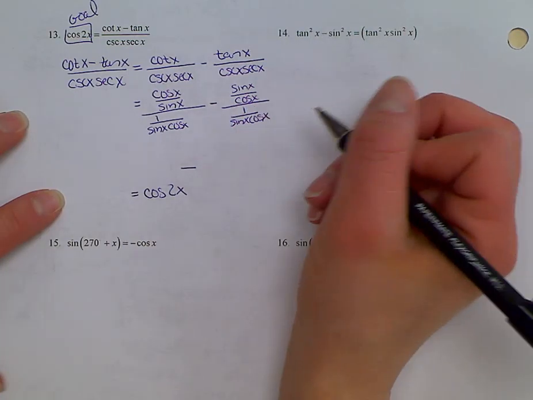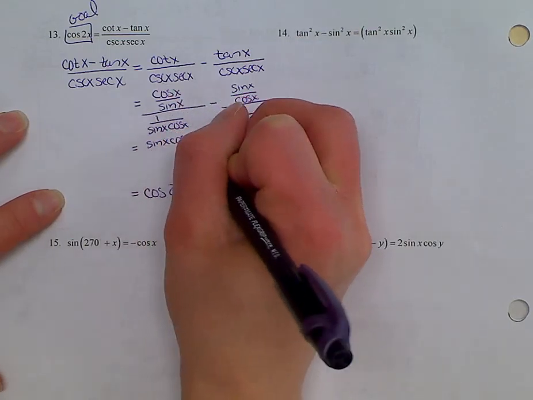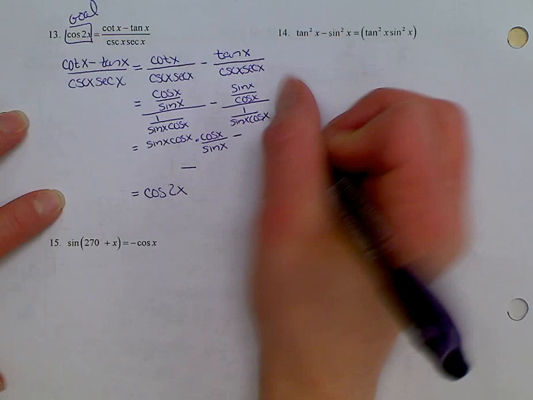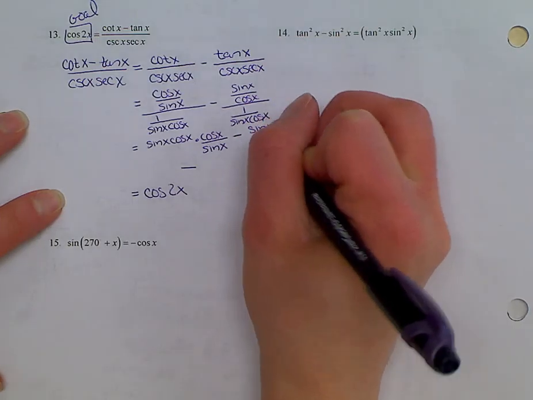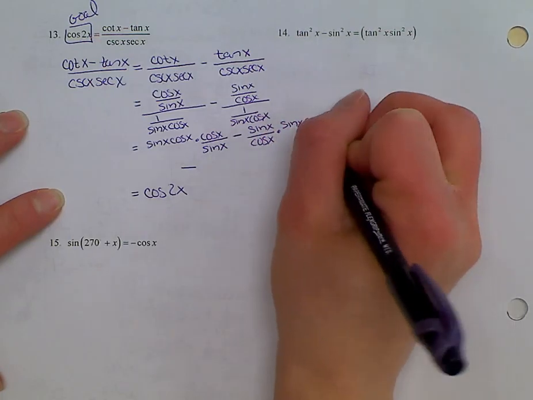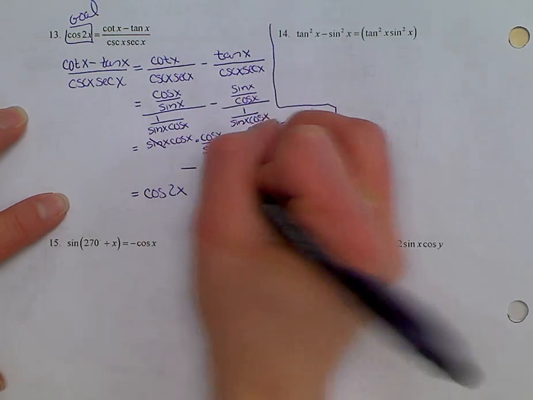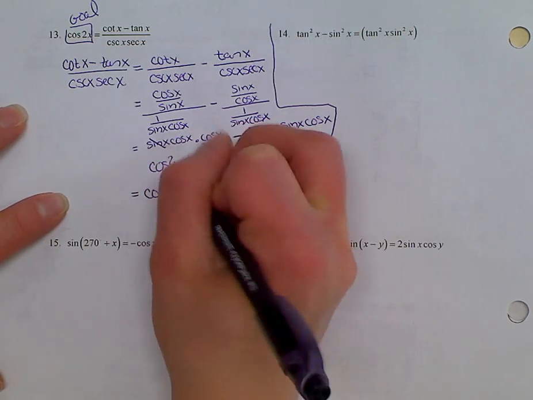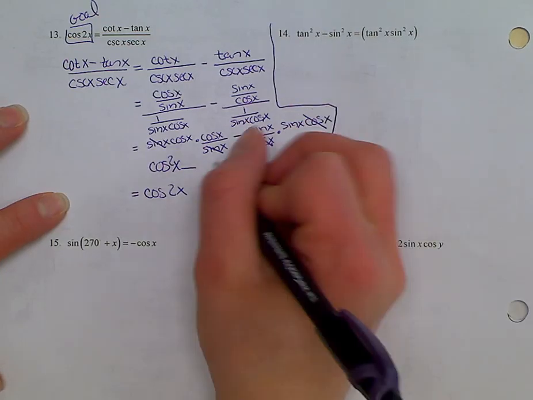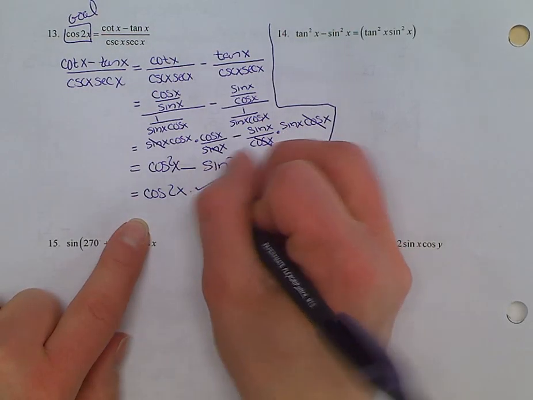I can then multiply by the reciprocal for each. Let's see, these sines cancel. Cosine times cosine is cosine squared. In the second part, the cosines cancel, and sine times sine is the sine squared. And this is one of our double angle identities for the cosine of 2x. So we are done.